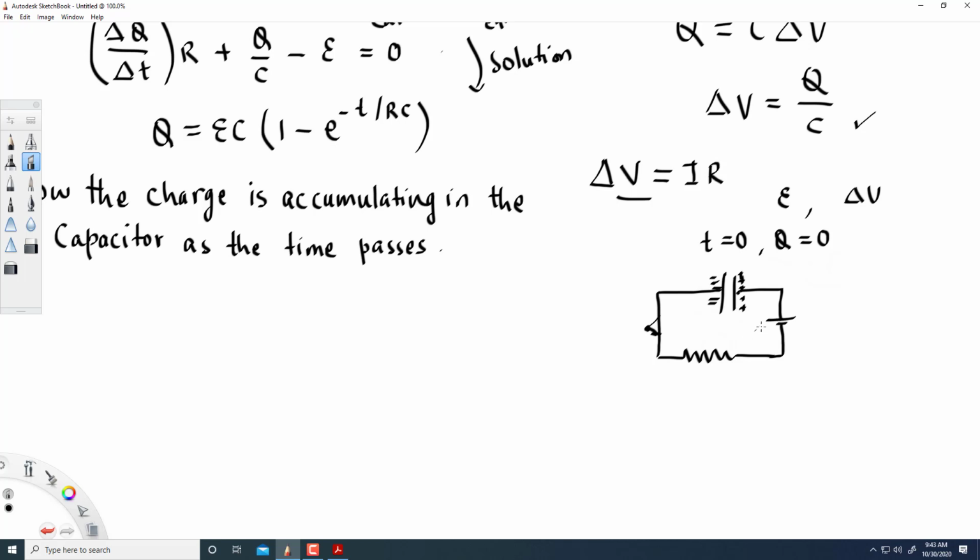So eventually, when the time is infinity, meaning after a long time, Q would be maximum. You will have maximum charge.